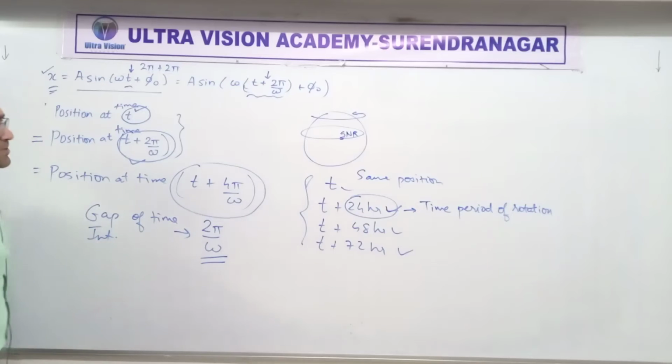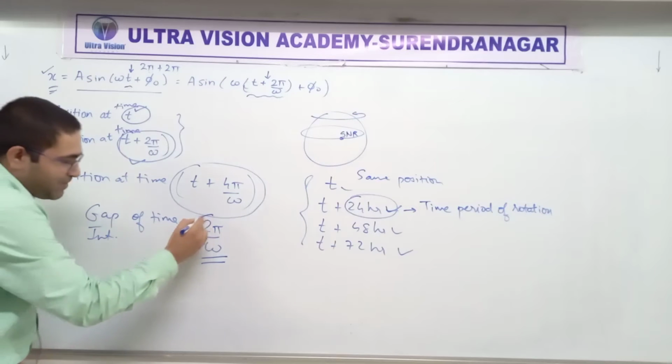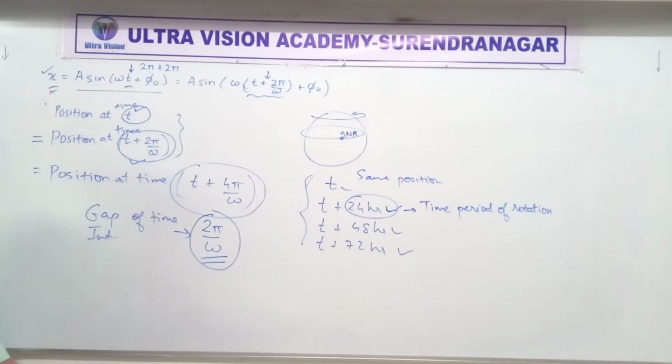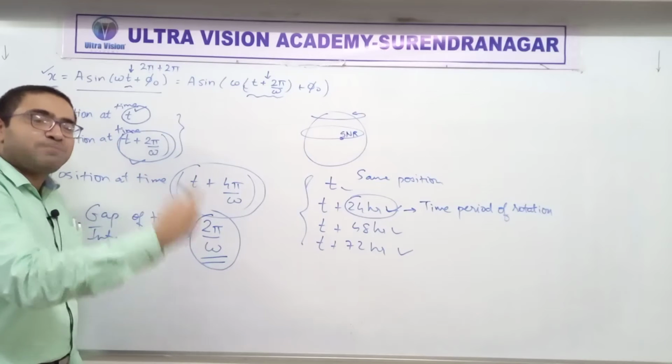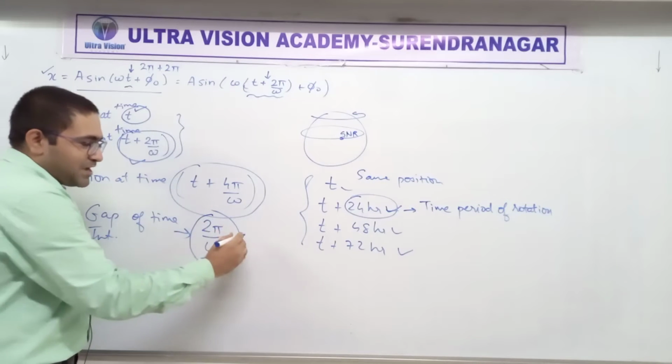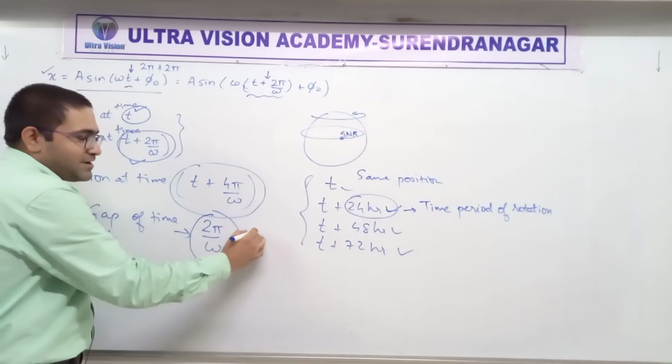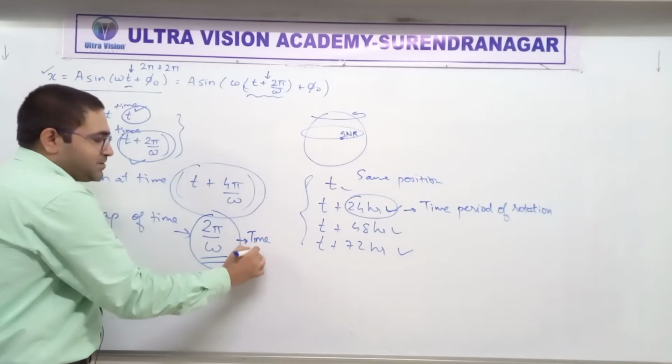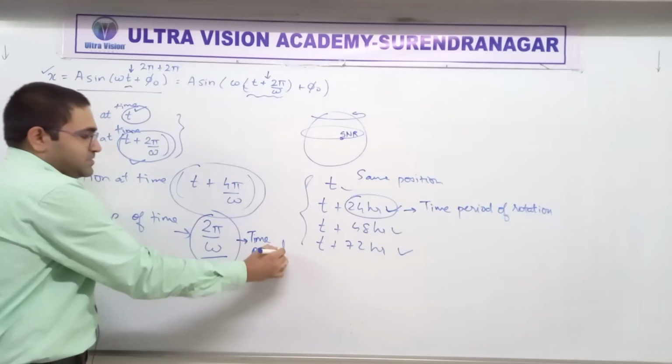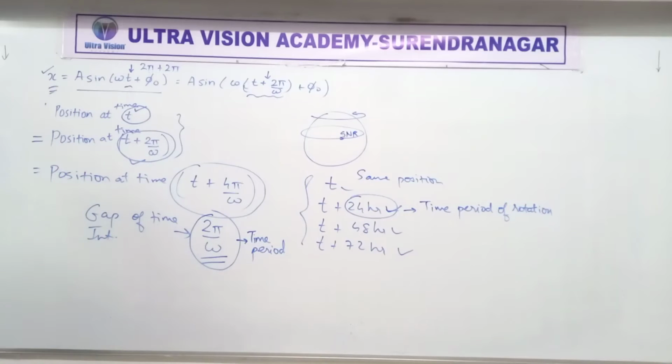So just like that here, for this particular SHM, what is 2 pi by omega? It is the time after which everything gets repeated. So 2 pi by omega shall be called what? Time period. Did you understand this? Yes or no? Time period.